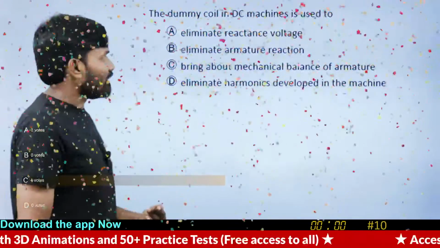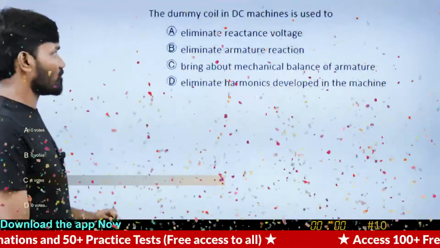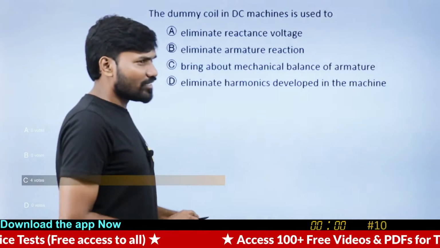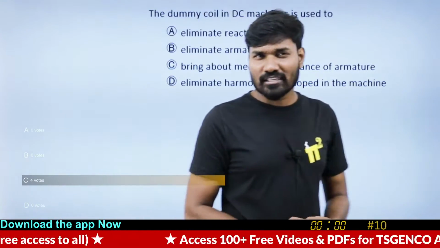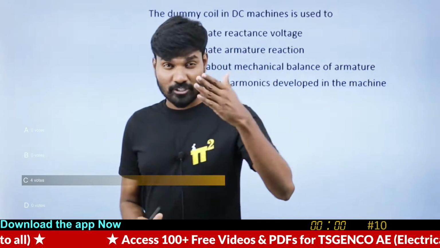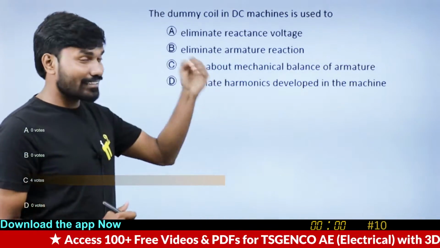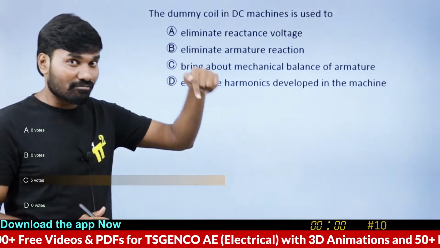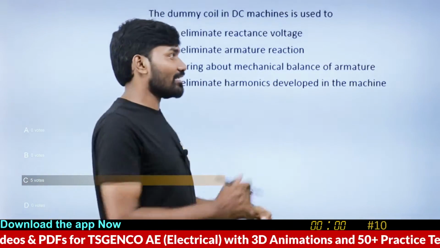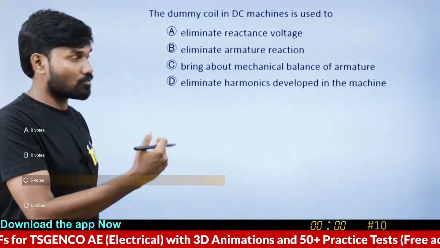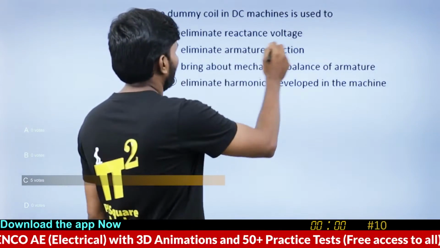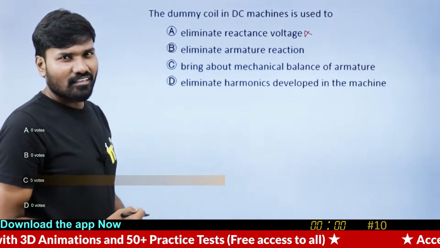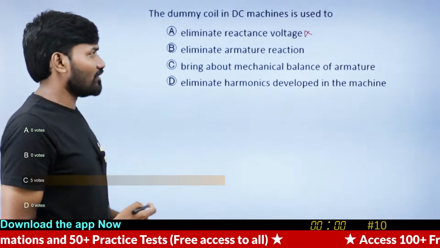Dummy coils in a DC machine are used to eliminate reactance voltage. Why reactance voltage? That's the answer for some of your previous questions. Inductance effect is there inside the armature. Because of that inductance effect, there is some self-induced EMF. That's what we call reactance voltage. Dummy coils are not for that. Armature reaction improvement technique is not this.